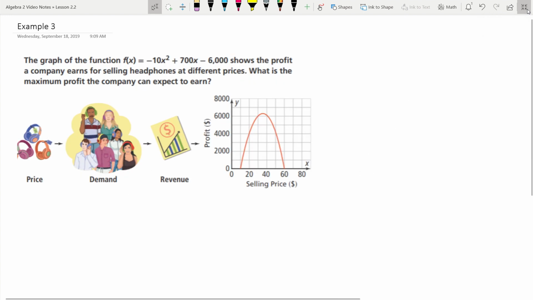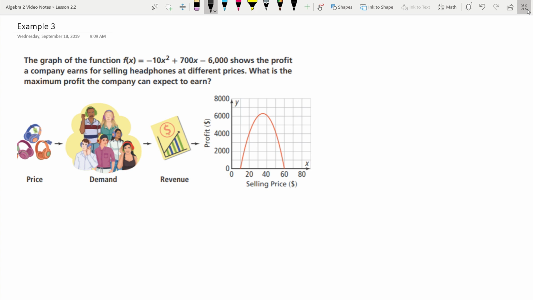All right, so this time we got a word problem. It says that the graph of the following function, negative 10x squared plus 700x minus 6,000, shows the profit a company earns for selling headphones at different prices. What is the maximum profit the company can expect to earn? Okay, so they basically give us a graph and the function, and we just want the maximum profit.